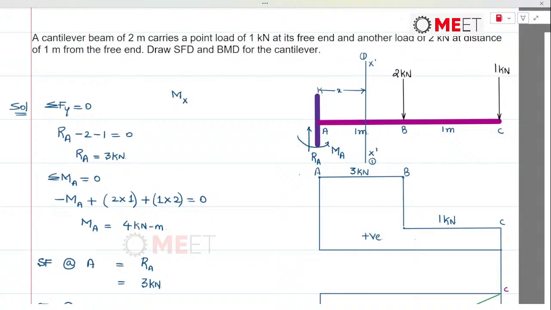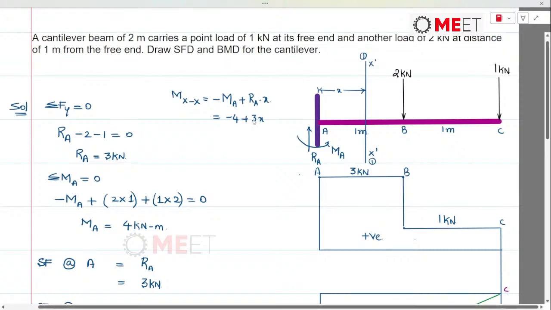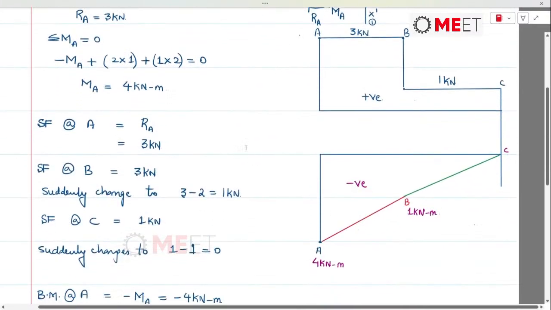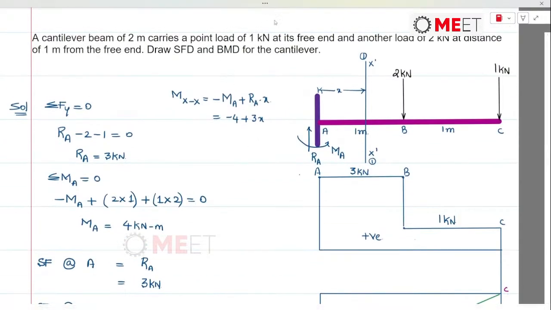At this section, if I take the moment about section XX, let's call this section 1-1, which is on the left side of the section, we find an anticlockwise moment, that's minus MA plus RA into X. So minus MA is 4 and RA is 3. So minus 4 plus 3x it would be. So minus 4 is indicating the negative y-intercept, and 3 is the slope of this red color line.